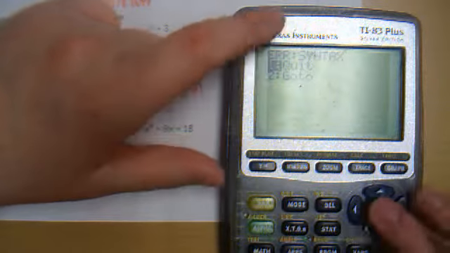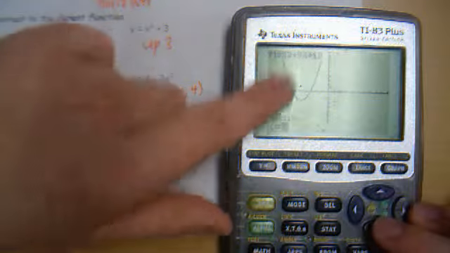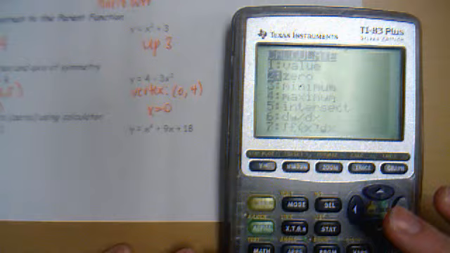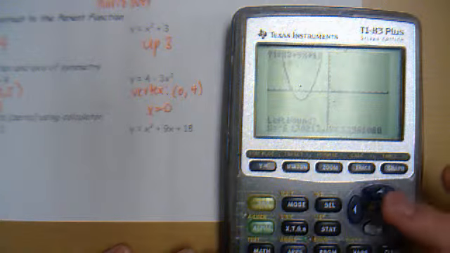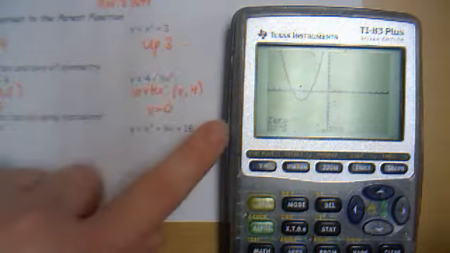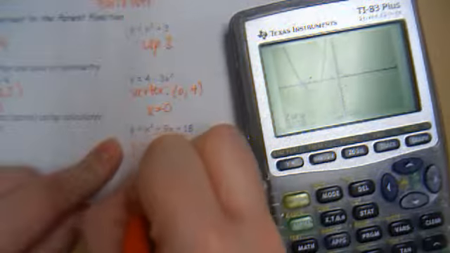Hit enter. Oh man, sorry, I hit the wrong thing. Let me try this again. So left, enter, right, enter, enter. So there's a zero: negative 6, 0.